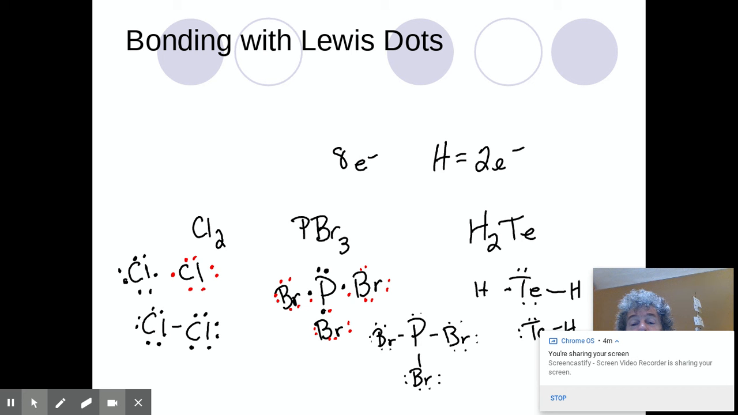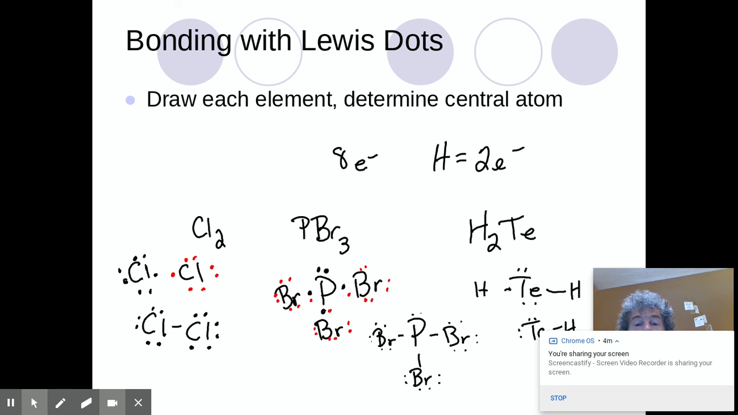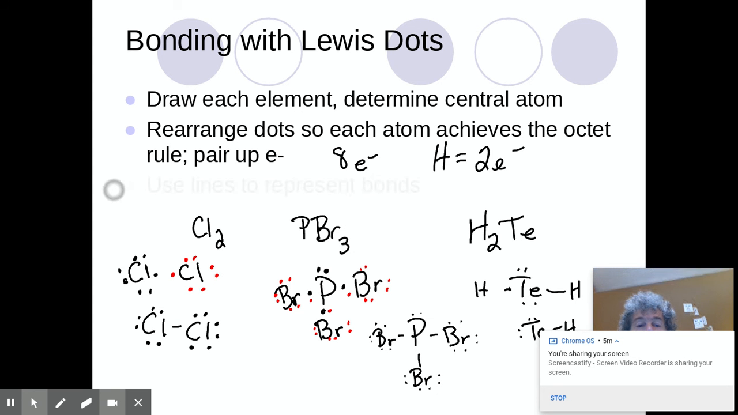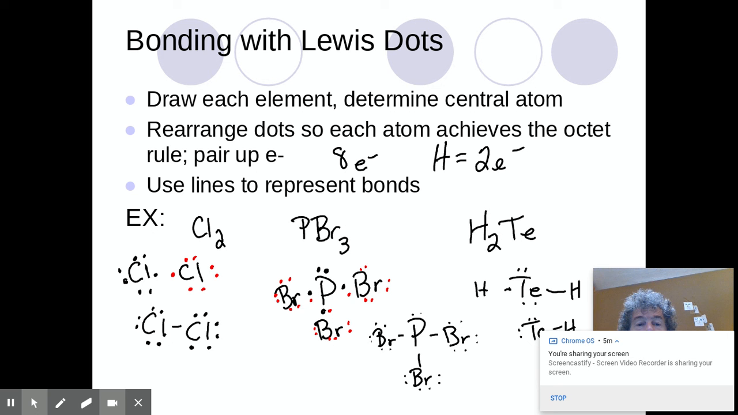With H2Te, Te is in the column with sulfur. It has 6 valence electrons. So with 6 valence electrons there, hydrogen has 1 valence electron. So again, you'll get 2 hydrogens attaching to Te. And so that just is a quick look into Lewis dot structures.